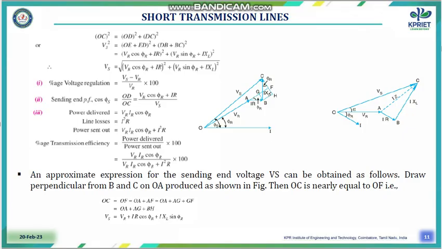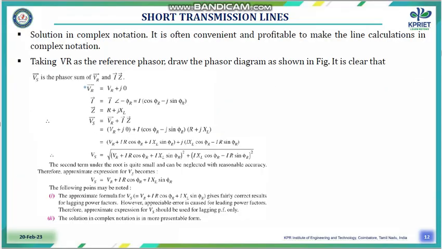The receiving end voltage will be given. The percentage regulation is equal to Vs minus Vr divided by Vr into 100. Similarly, the efficiency is the power delivered divided by the power sent out. If we calculate all those things, we can get the results. That is how the short transmission line is considered.